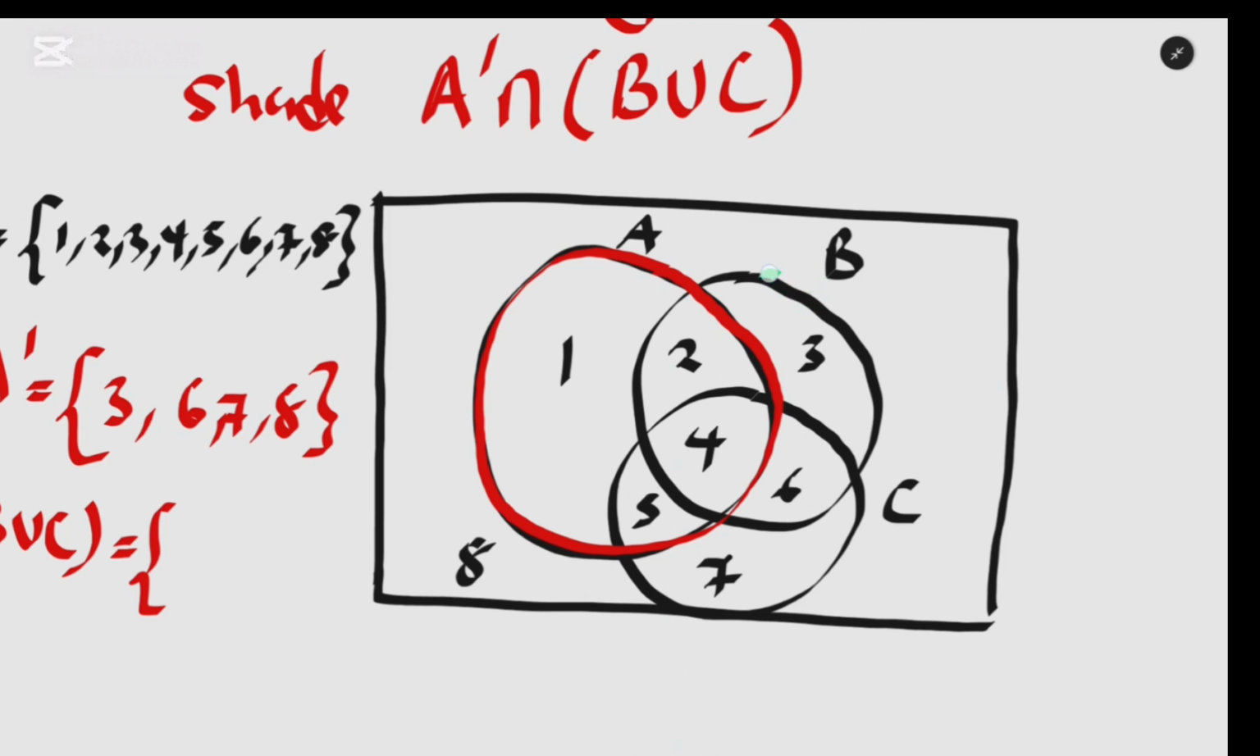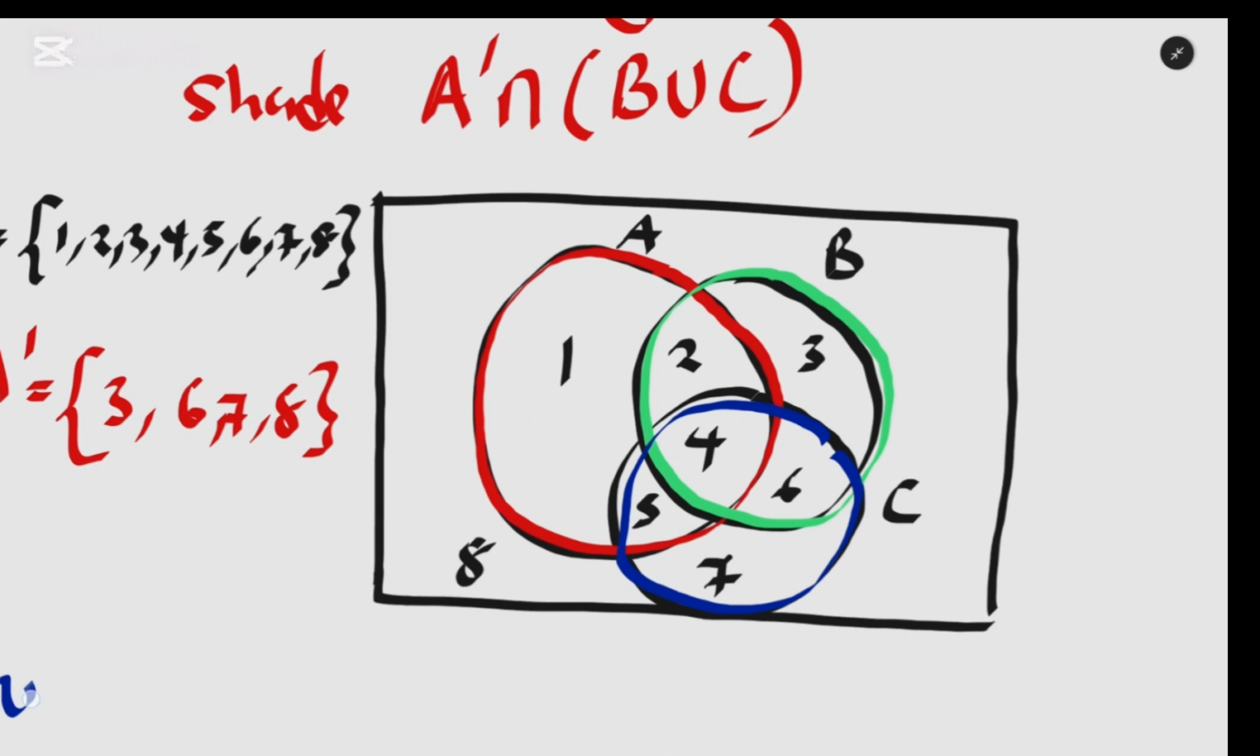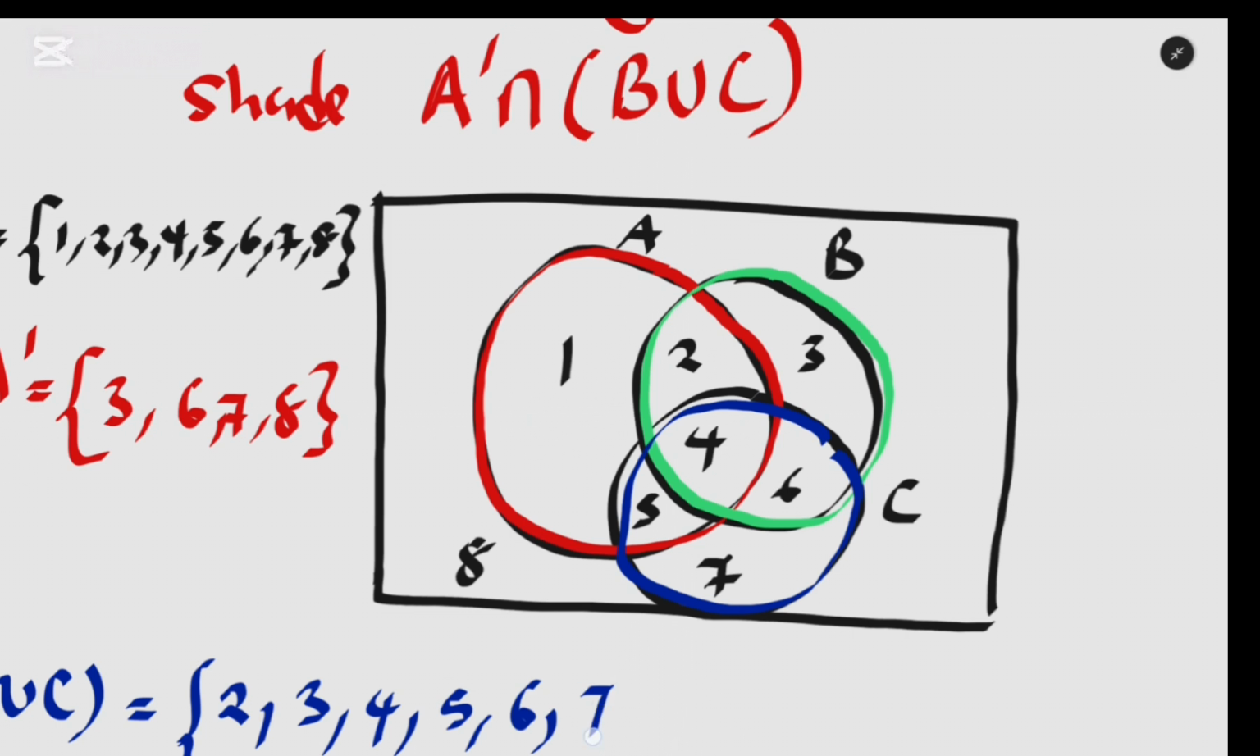Now B and C, first B is the whole of this one, then of course C is the whole of this one. So everything in this set that is in blue and of course green, you list them. So you have 2, you have 3, you have 4. Let me just try to bring it down here. So B union C: here you have 2, 3, 4, 5, 6, 7. That is it. That is B union C.